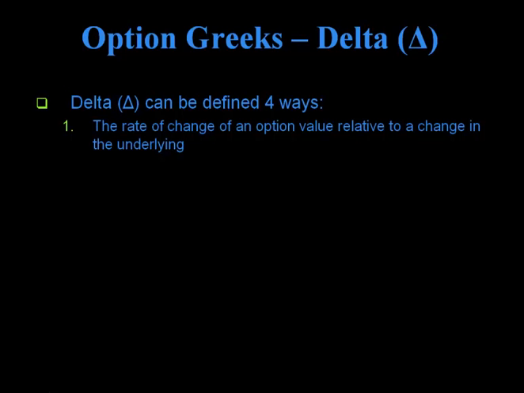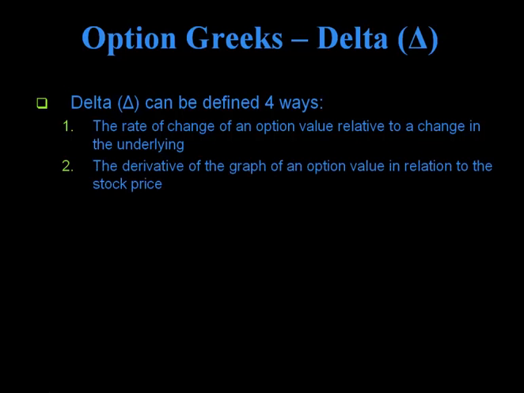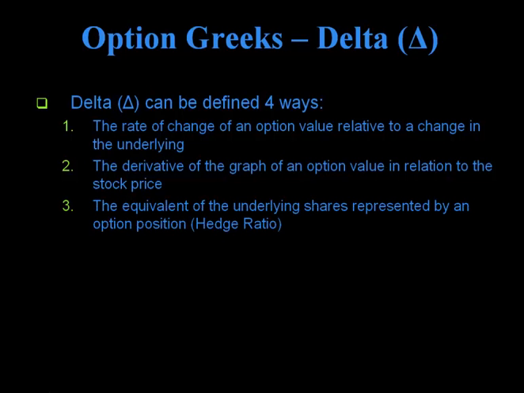By the way, we're going to talk about each of these areas. The second way that a delta can be defined is the derivative of the graph of an option value in relation to the stock price. And although it's a mouthful, it's pretty basic and simple, and I'll show you what that means in a minute.